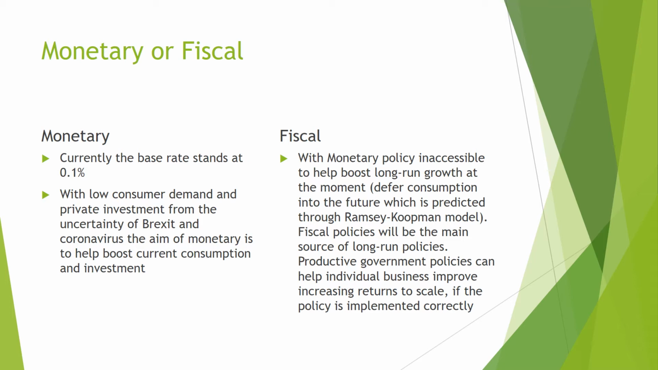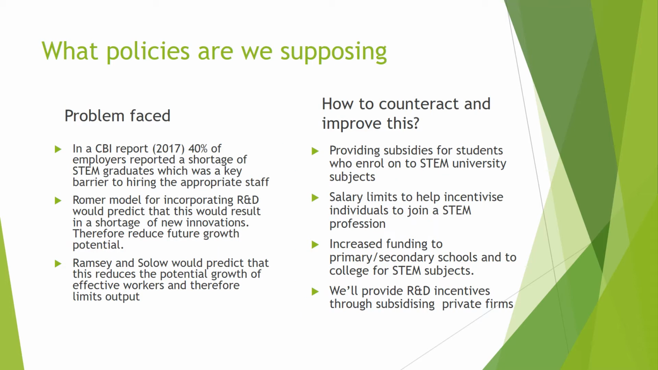So we need to focus on policies through productive government expenditure, which can help individuals improve consumption, and also help businesses improve their R&D, which improves technological growth. And this can also provide increasing returns to scale if the policy is implemented correctly.